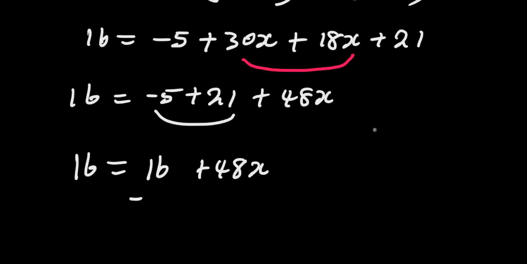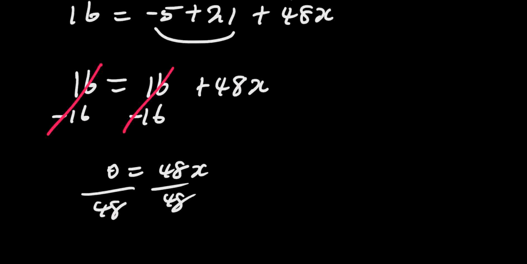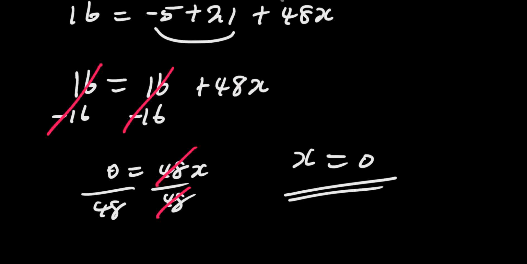So now we can subtract 16 from both sides. Subtract 16 from both sides. This will cancel to give you 0. So now 0 equals 48x. So now divide both sides by 48. And 48 will cancel 48 from here, and 0 divided by 48 is 0. So x is now equal to 0. So this is the answer to this question. And I hope it makes some sense. All right, let's go on to the next one. Question 10.